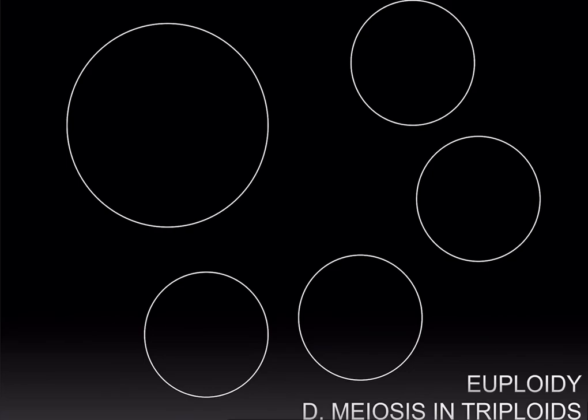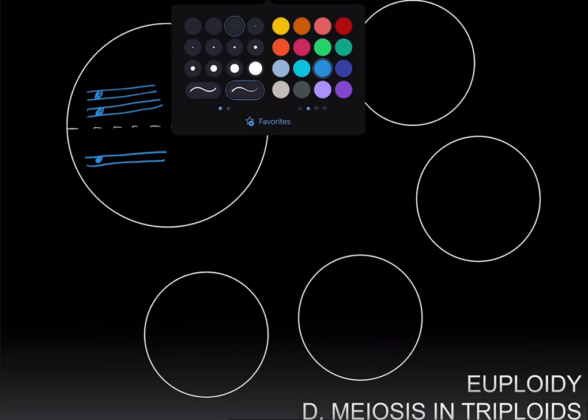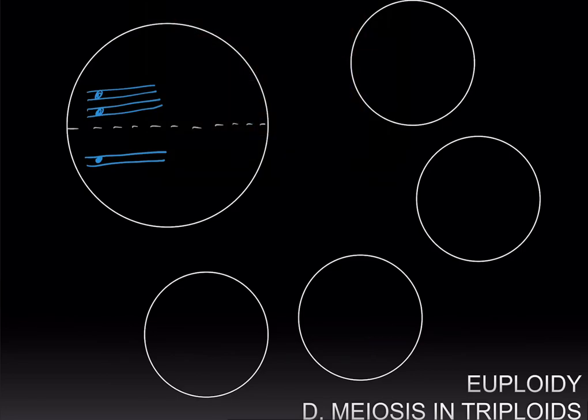So let's extrapolate this to the situation where we have two types of chromosomes. So it's triploid, and so we have triplets of two chromosomes. Let's say one is blue, and we will end up with two blues on one side and one blue on the other side. And let's say we have red chromosomes, and we could end up with two reds on this side and one red on the other.